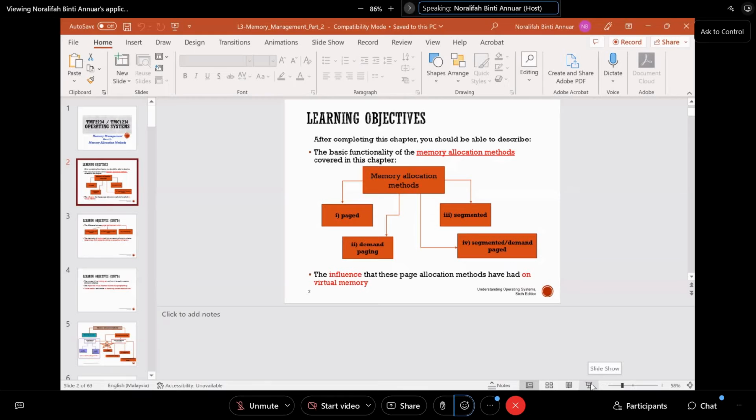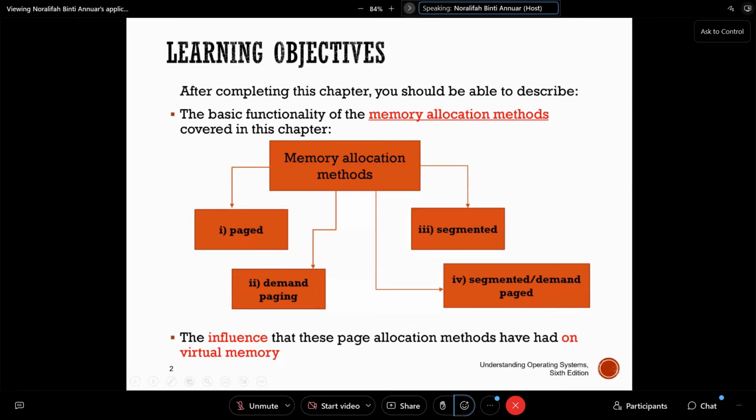Okay, there are 2 types. After completing this chapter, you should be able to describe the basic functionality of the memory allocation method. Memory allocation method means, what are you going to allocate? Remember, you are managing the resources. What are the resources? It's the space, the partitions inside the memory. So this is the memory allocation method covered in this chapter for this part.